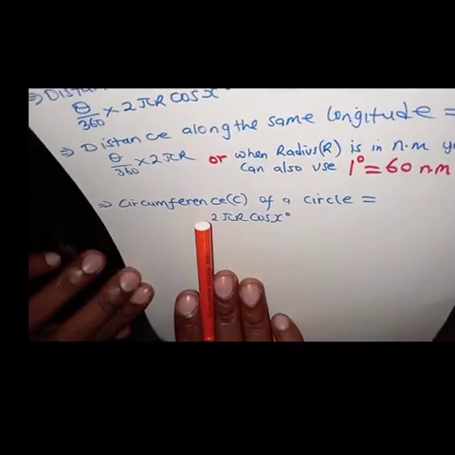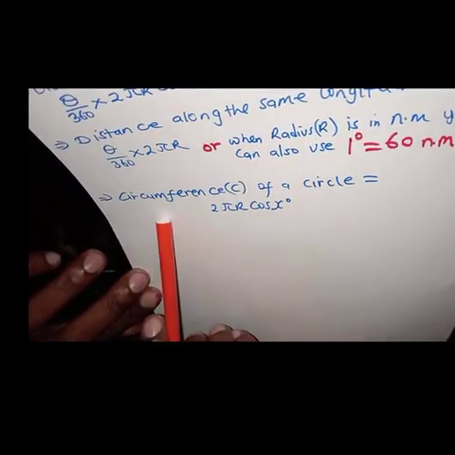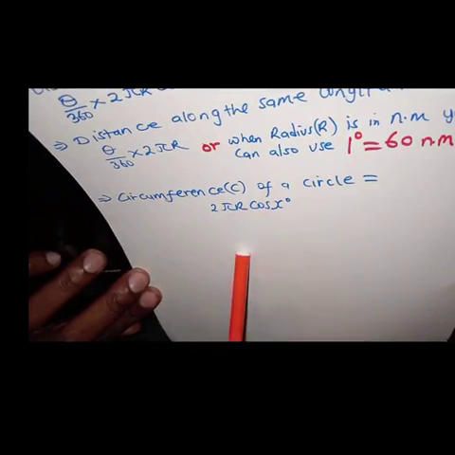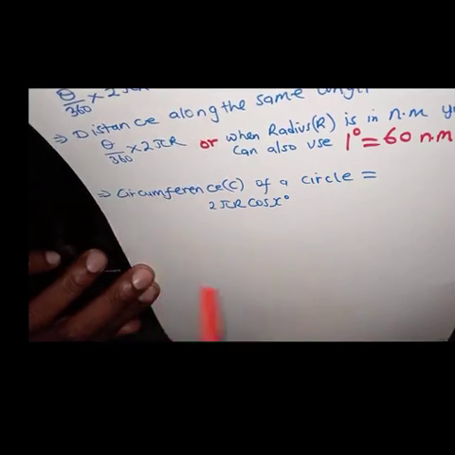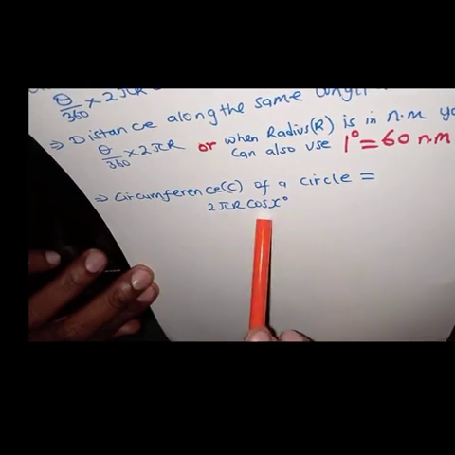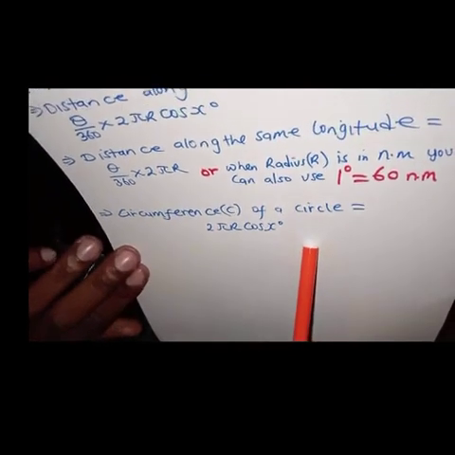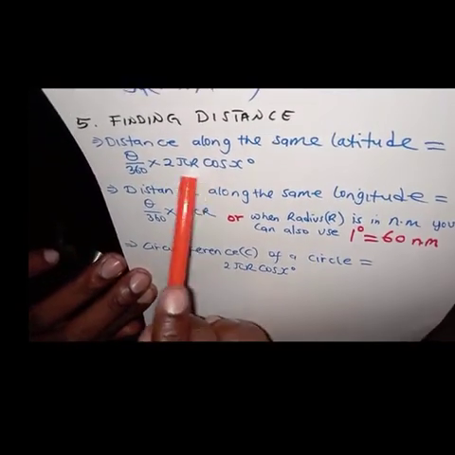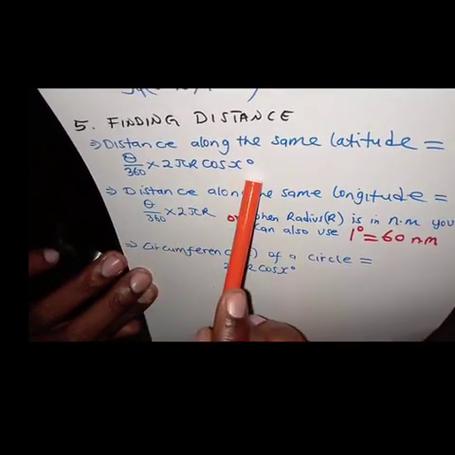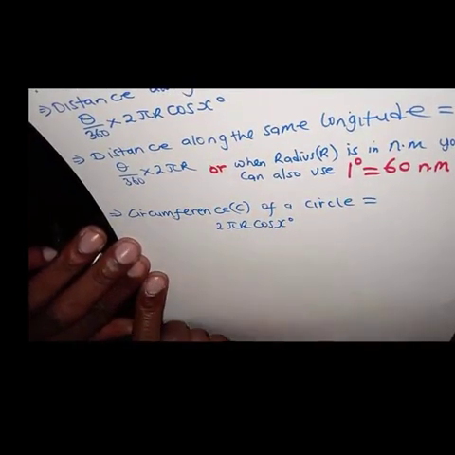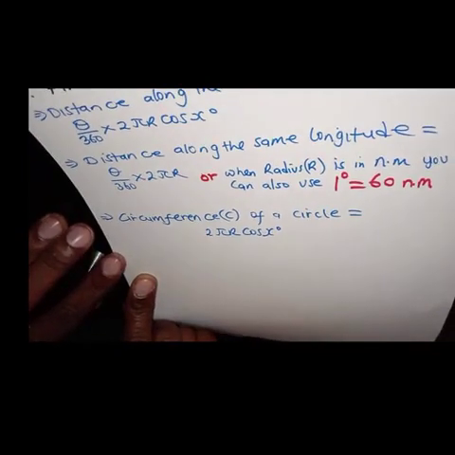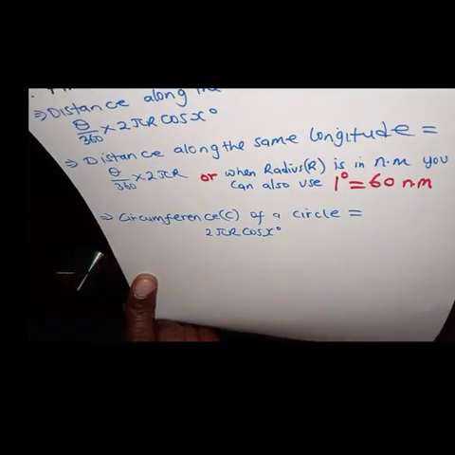Then finally, we must also know how to find the circumference, which is C of a circle. Circumference is the perimeter of a circle, the distance around a circle, right? So you use this formula, 2 pi r cos x degrees. Now, are you able to see that this formula is also part of this? Look at this, 2 pi r cos x degrees, same here. So these are the concepts that you have to know. In the next video, we'll look at examples so that we see how we can utilize these concepts to solve a question.